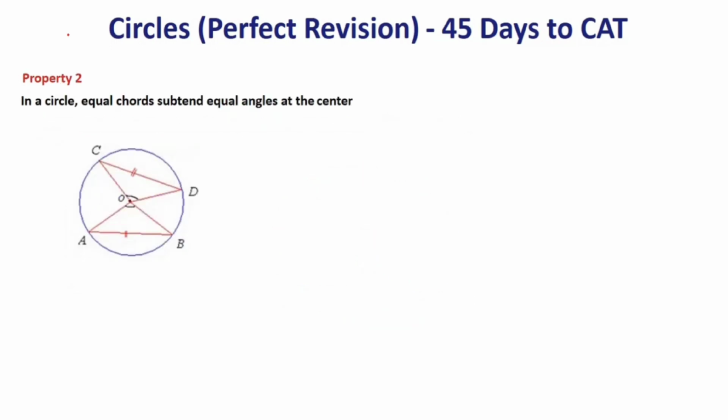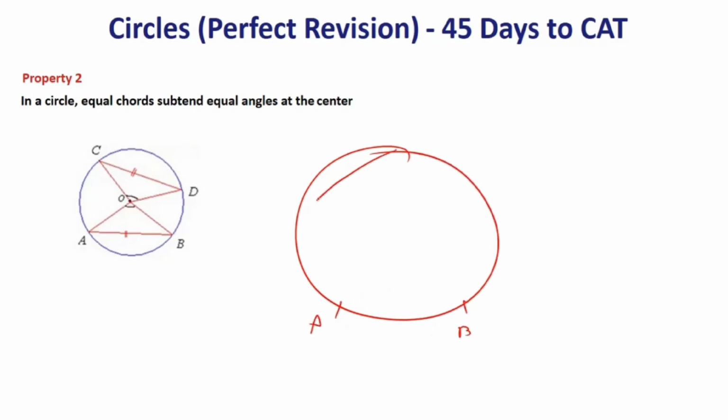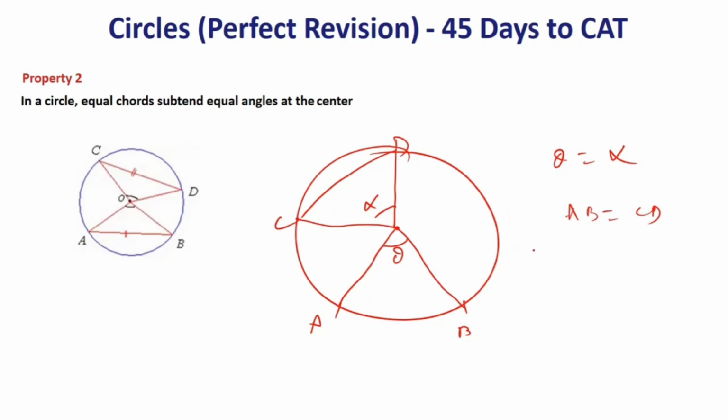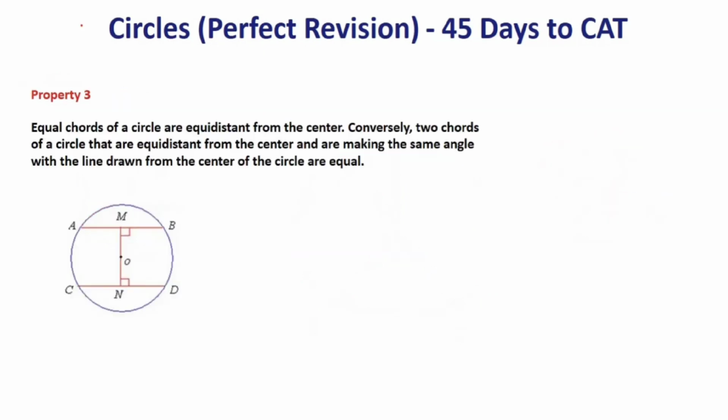Second property, equal chords subtend equal angles at the center. So let's say if you have 2 chords, here let's say you have chord AB and here let's say you have chord CD. At the center, AB extends angle theta, CD extends angle alpha. If theta is equal to alpha, then AB is equal to CD. And vice versa is also true. What does it mean? If the chords are equal, if AB and CD are equal, then theta is also equal to alpha.